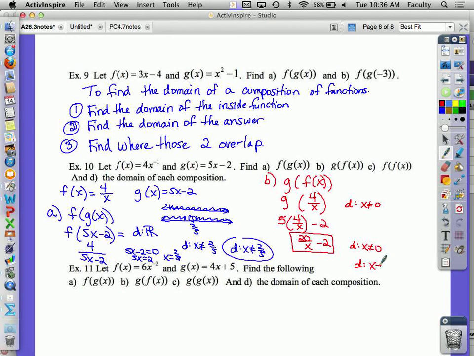So they're the same. So that makes my domain kind of easy. So when you're doing this, make sure you circle the domain of the composition. Don't leave 3 different answers, and if I have to guess, I'm going to mark it wrong. Okay?